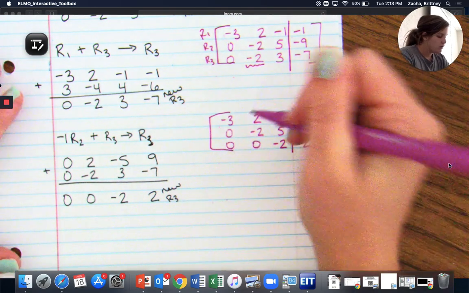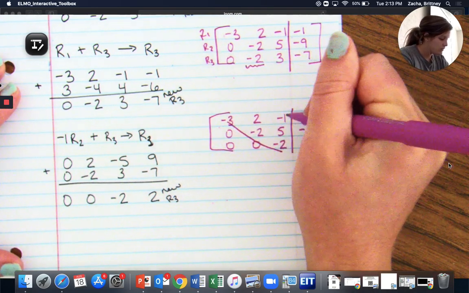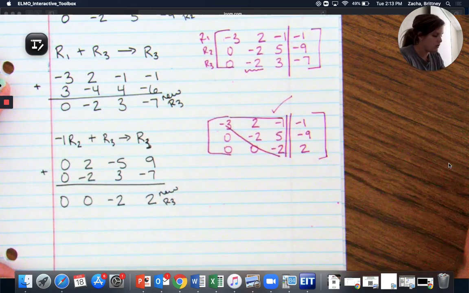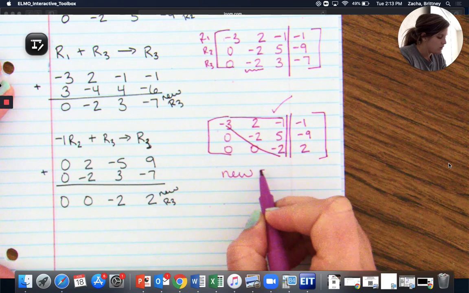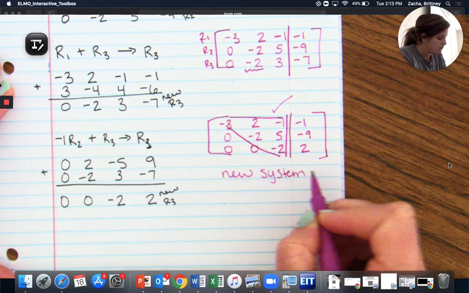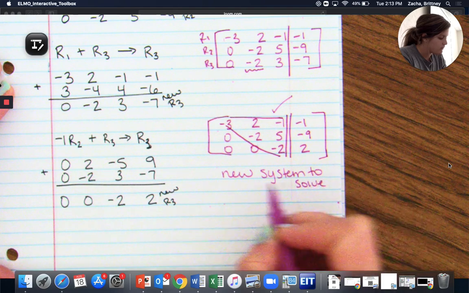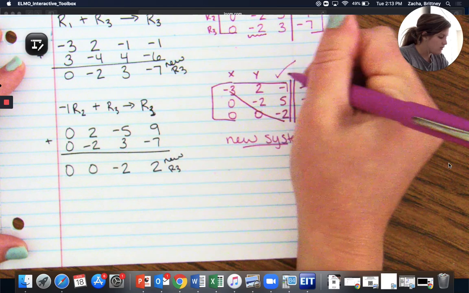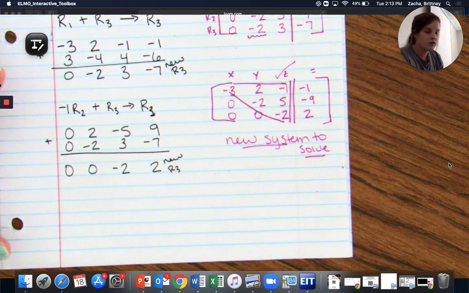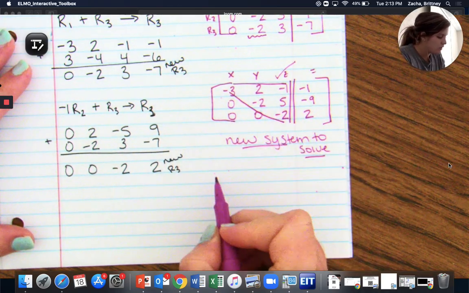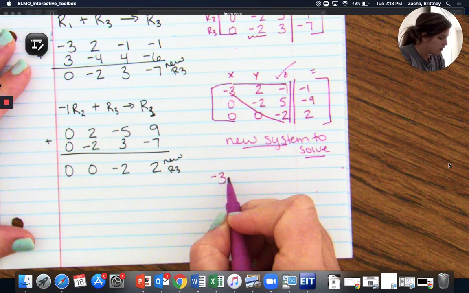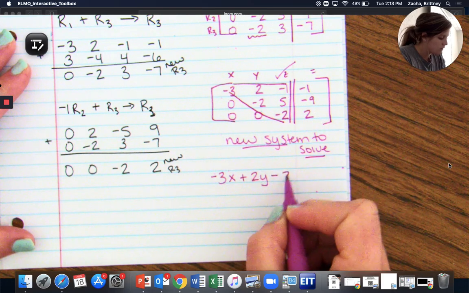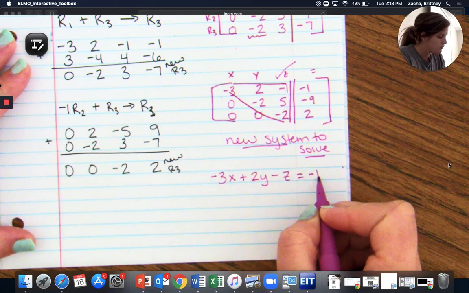All right, so now we're here. We have our triangle formed with all zeros underneath it, so we're good to create a new system in order to solve our equation. Okay, so remember this is x, y, z, and then the number on the other side of the equal sign. Those are the coefficients. So we have -3x plus 2y minus 1z, or just minus z, equals -1.